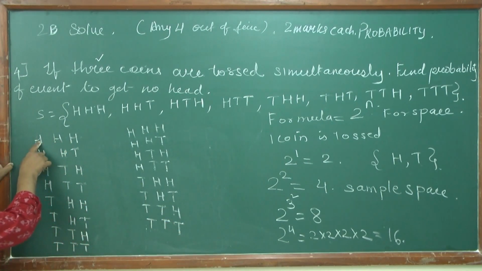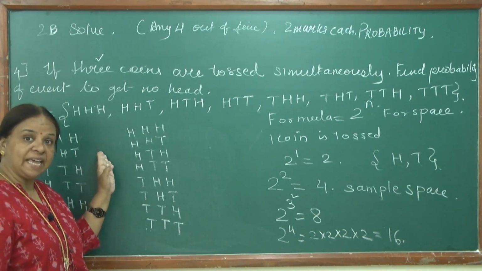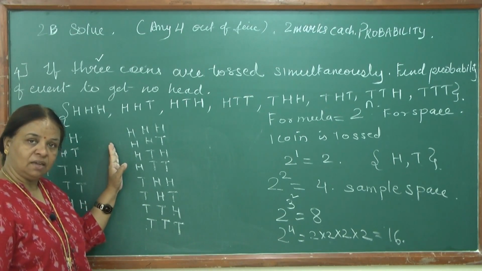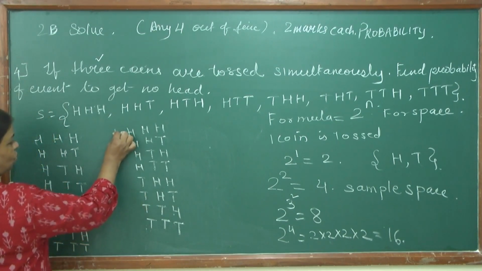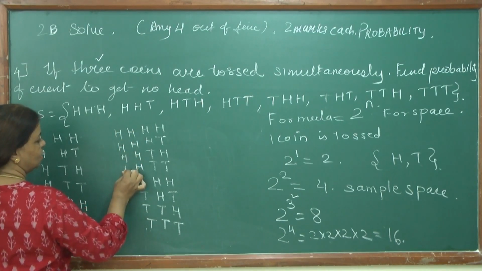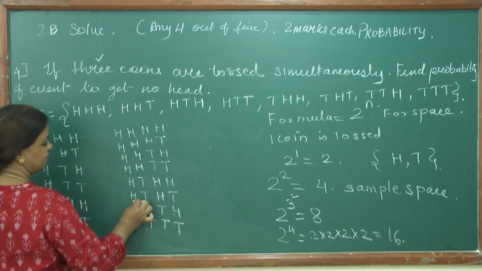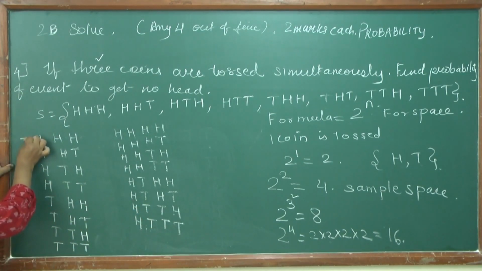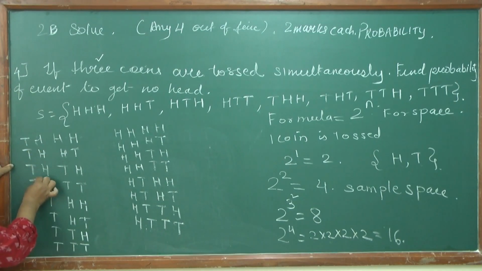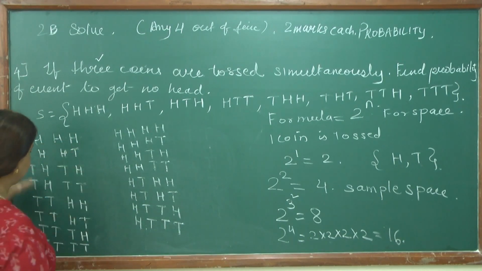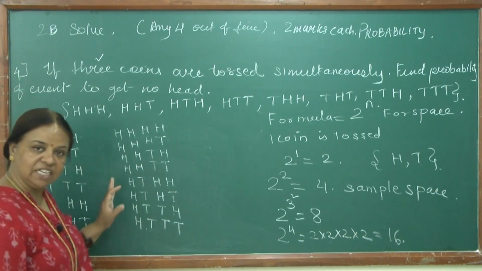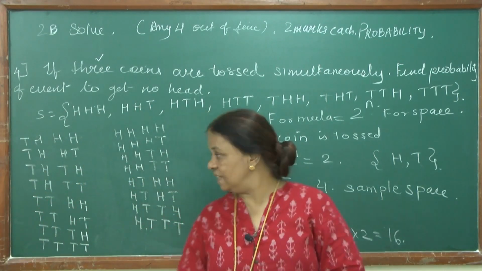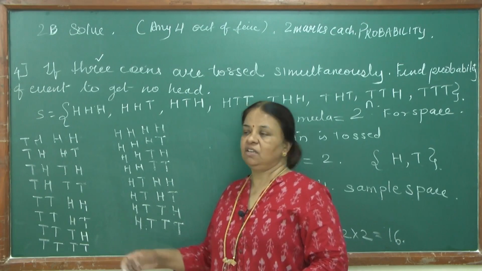Now 4 coins are there, so here we got 3 only, now the 4th one. Now 4 time head and 4 time tail is there. So 4 2s are 8. So 8 time head and 8 time tail. H 2 3 4 5 6 7 8 and 8 time tail, 1 2 3 4 5 6 7 8. So how many sample points? 16.